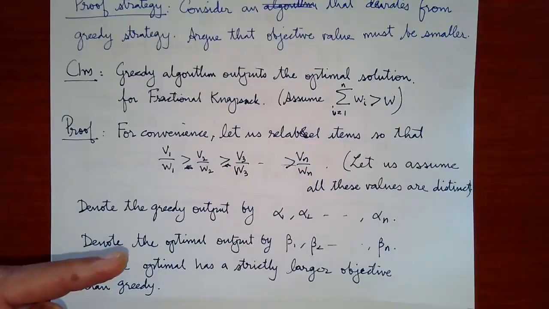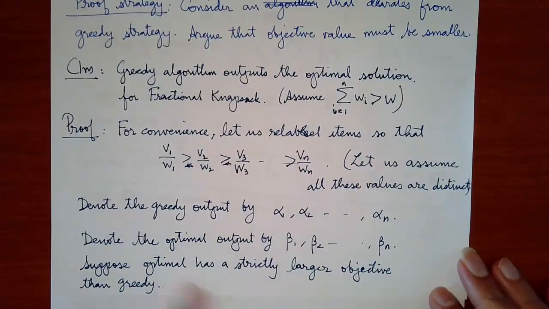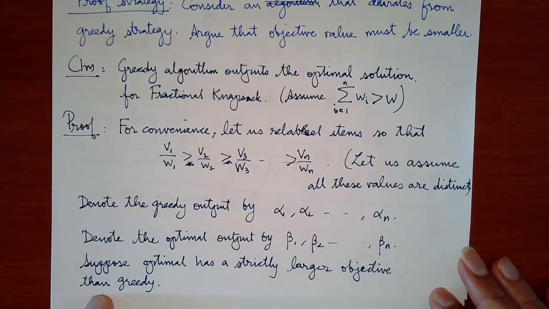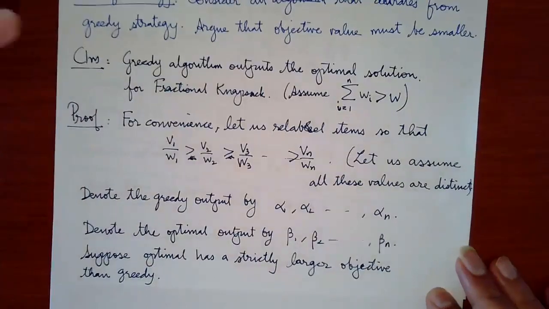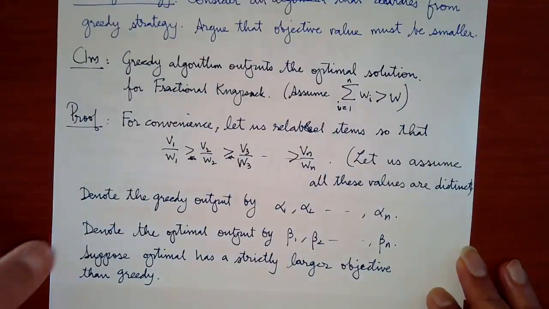So we're going to do it by contradiction. We'll say, suppose the optimal output was able to beat greedy. The optimal had a strictly larger objective than greedy. That means the greedy algorithm was wrong. Let us prove a contradiction to this fact.